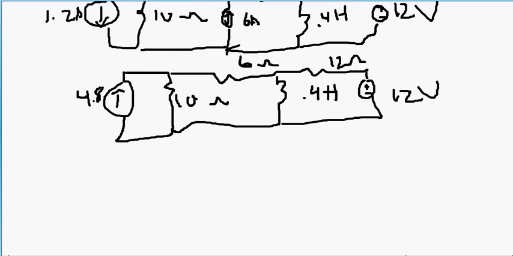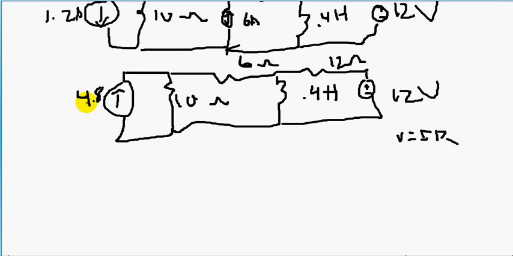Okay, now look at this. We have a current source in parallel with our resistor, a Norton's equivalence. We use source transformation to transform it into its Thevenin's equivalence, still using V equals IR.